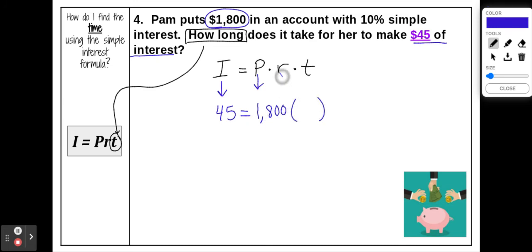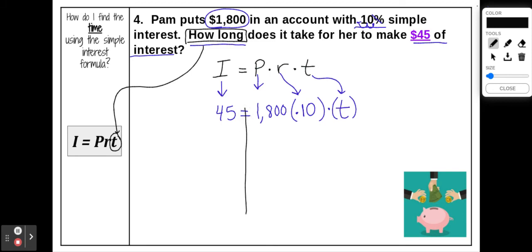Do we know the rate? Yes. Remember, interest rate's a percent, and that's 10%, but it has to go in there as a number. So we take off the percent, so 0.10, or 0.1, still the same thing. And then we want to multiply that by the time. But remember, we don't know the time. We're being asked how long. So this is just going to be T for time. Okay, so now we have an equation that we can solve because we have one unknown variable.